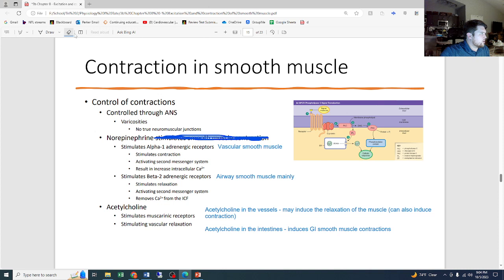This is one of the ways to kind of remember this. We think about an EpiPen. An EpiPen is epinephrine. So our norepinephrine, actually, I believe an EpiPen is... Yeah, the EpiPen contains epinephrine. Epinephrine and norepinephrine are going to act fairly similar.